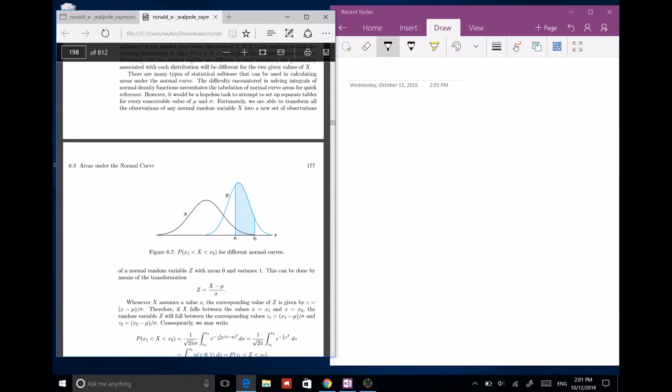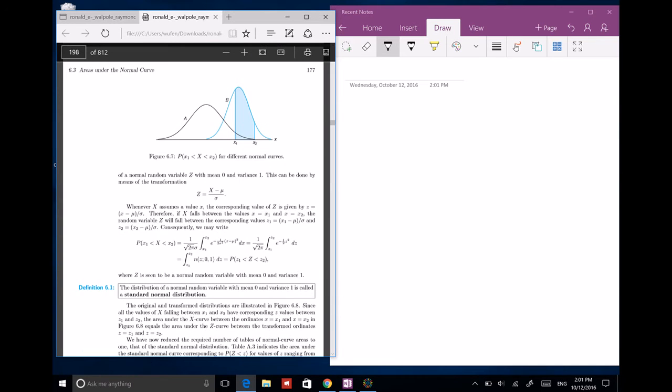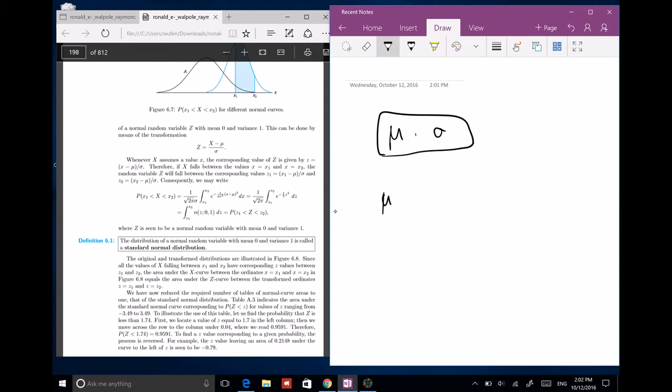And then if we look at the distribution, look at definition 6.1. The distribution of a normal random variable with a mean value of 0 and variance of 1 is called a standard normal distribution. Because if you think about normal distributions, for different mu and different variance, you have a different normal distribution. And it's very complicated to find the probability for all kinds of normal distributions. So now we define: if the mean value equals 0 and the standard deviation sigma equals 1, it is called the standard normal distribution.